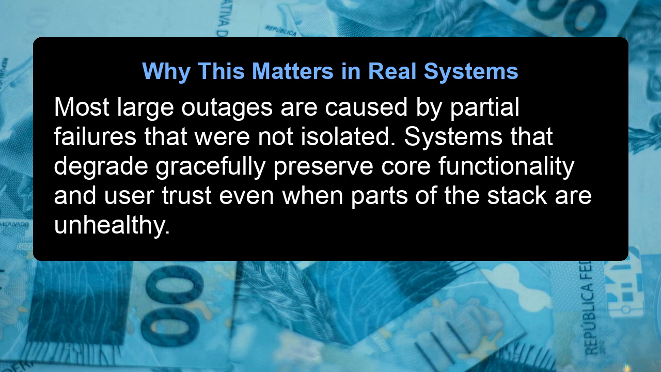Why this matters in real systems. Most large outages are caused by partial failures that were not isolated. Systems that degrade gracefully preserve core functionality and user trust even when parts of the stack are unhealthy.